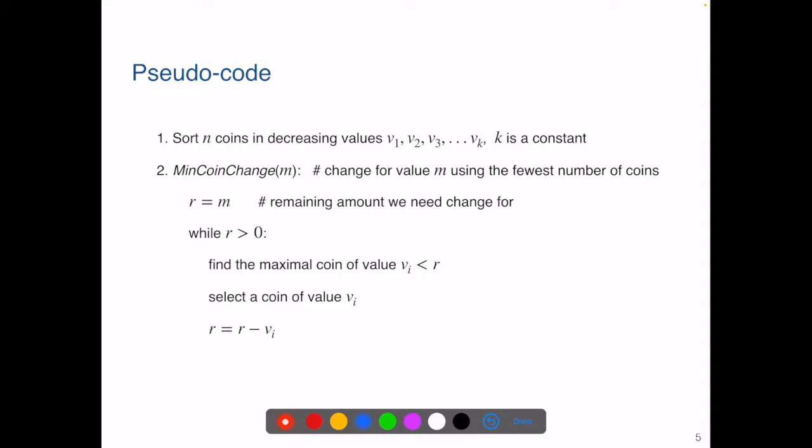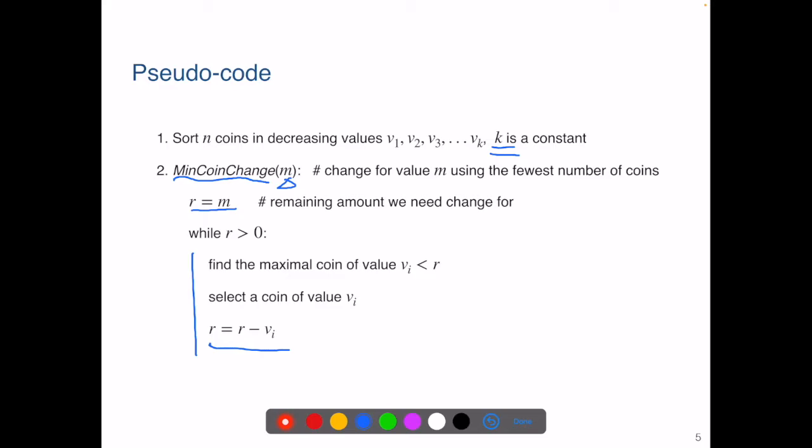Now, this is the pseudocode of the CoinChange greedy algorithm. Suppose we have k different coin values, and we treat k as a constant. The input of the greedy algorithm, CoinChange, is m. m is a positive integer, the total value for change. We first set the remaining amount r as m. Then here is the while loop. While r is greater than 0, we find the maximum coin value that is less than or equal to r. We select a coin of that value and update the remaining amount r.